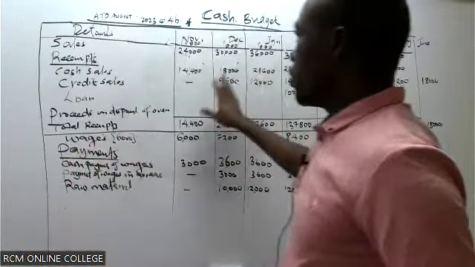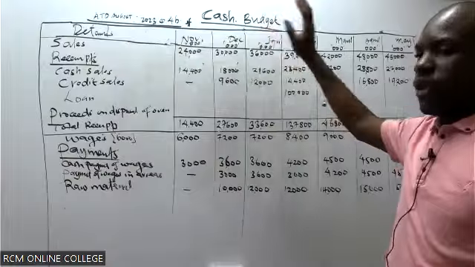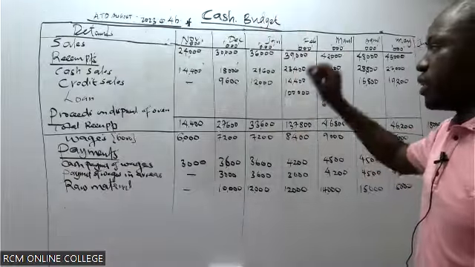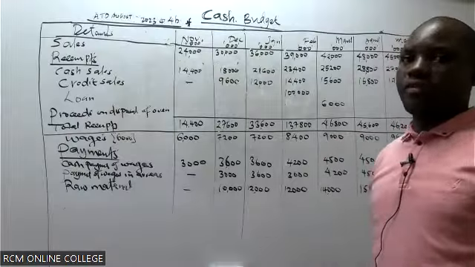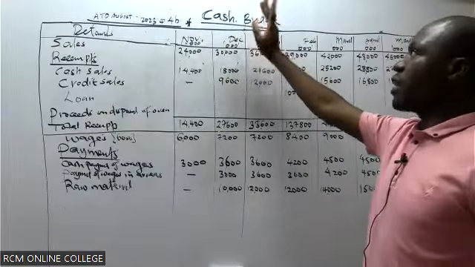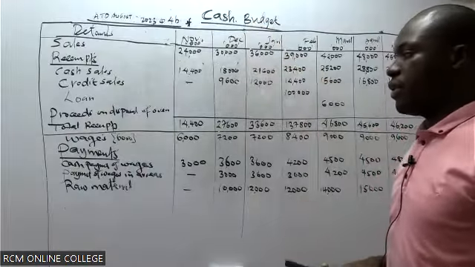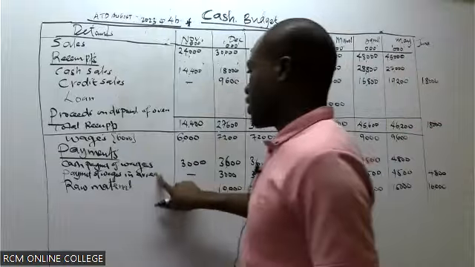So whatever we are going to do here, when you're dealing with the cash budget, we are only looking for the cash. Where did we receive cash? When did we spend this cash? That is what we are looking for. And that's why we are using the name cash budget.